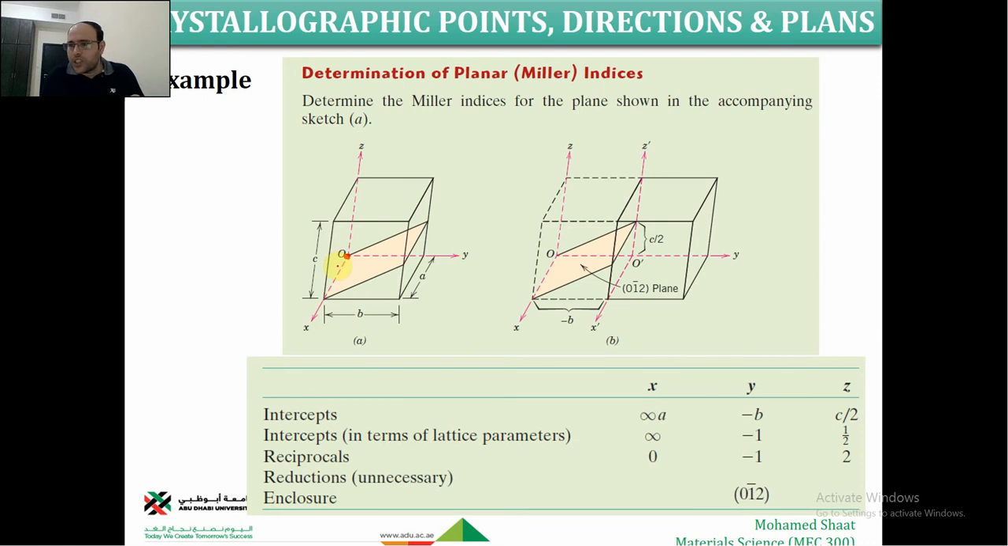This point O is the 0, 0, 0 point for this X, Y, Z coordinate system of this unit cell. This is the origin of this unit cell, as you assumed. I assumed this is the X, this is the Y, this is the Z, and this is the 0, 0, 0 point, which is the origin point. This plane intersects with this origin point.